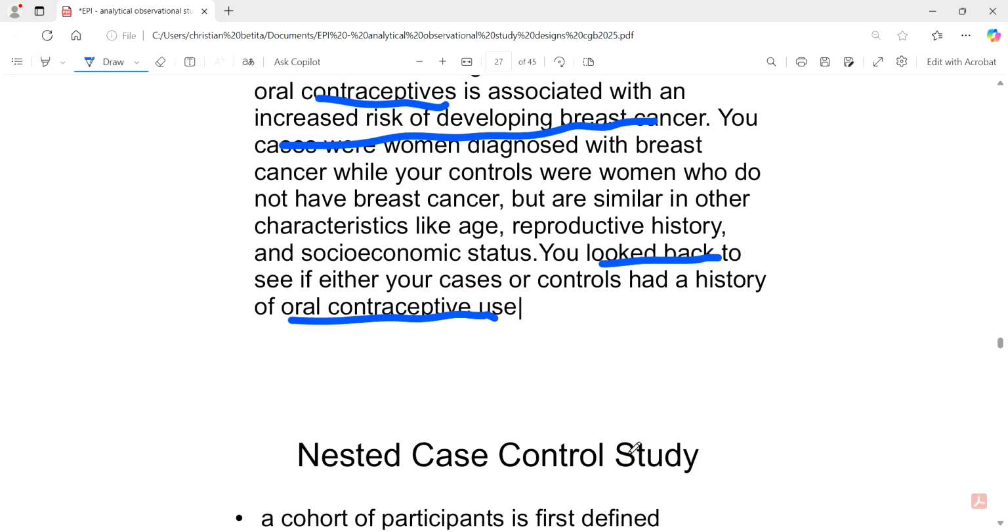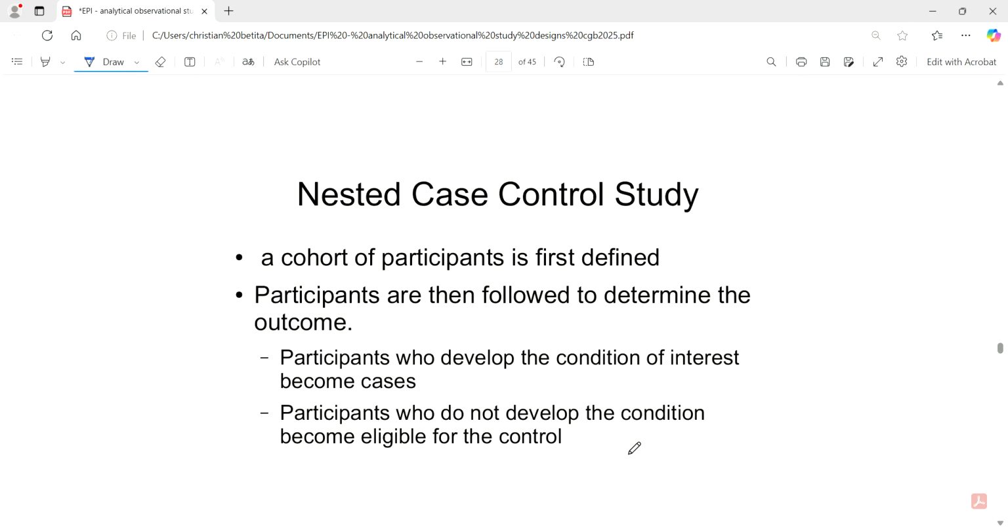Okay. Nested case control study is a subset of case control study wherein you start out with a cohort of participants. The participants are then followed up to determine if they develop the outcome of interest. Participants who develop the outcome of interest become cases, and participants who do not develop the outcome of interest become the control.